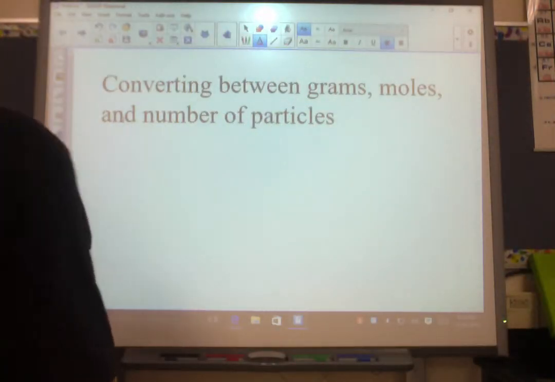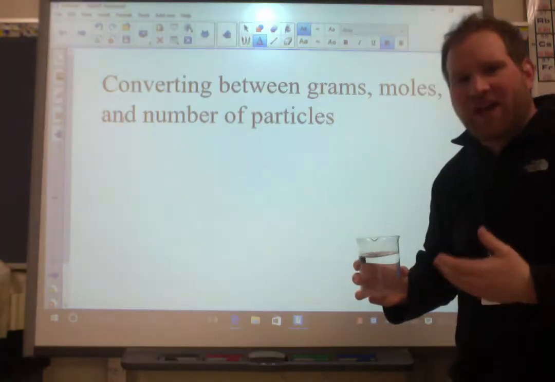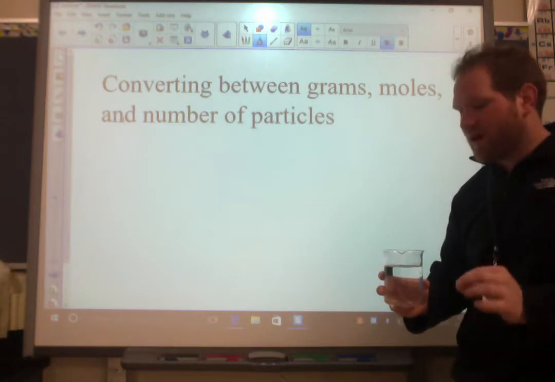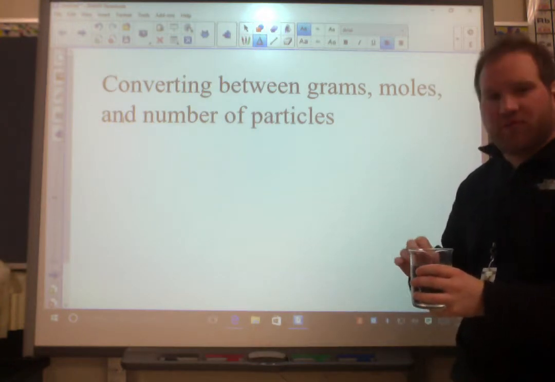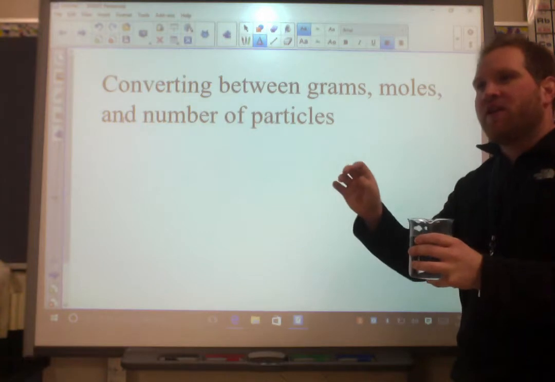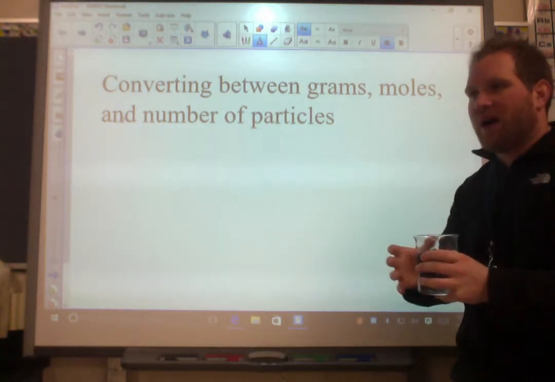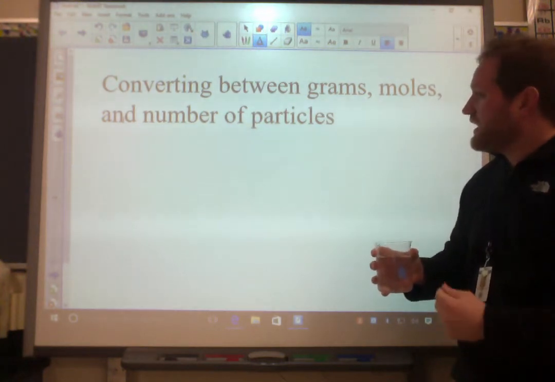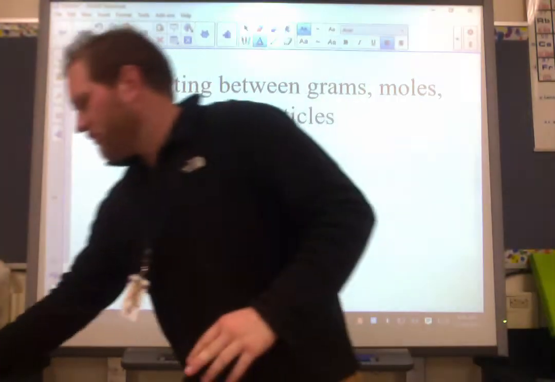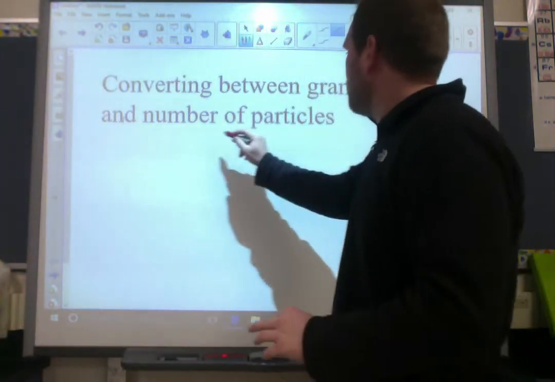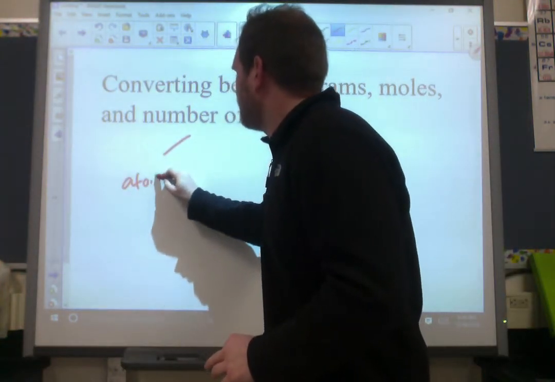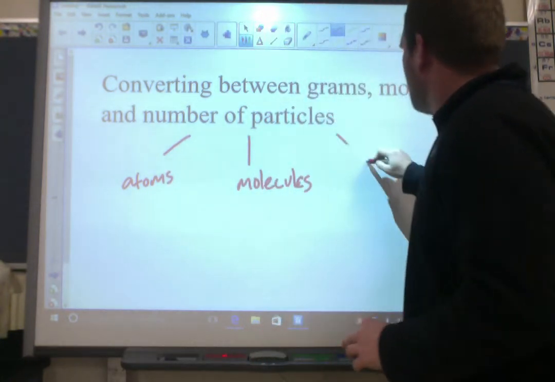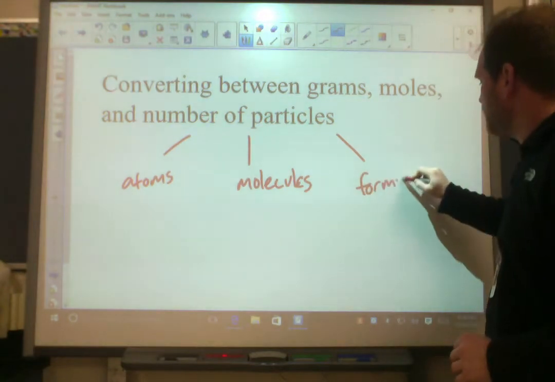Something else like a sample of water, I wouldn't really ask how many atoms of water there are, because water is not an element. For this, I would say how many molecules of water. So molecules are going to be like the distinct, kind of separate bonded units that make up a compound. And the last term that we should know, and I'll write all these down. So number of particles, that can either be atoms, that could be molecules, and that could be something called formula units as well.